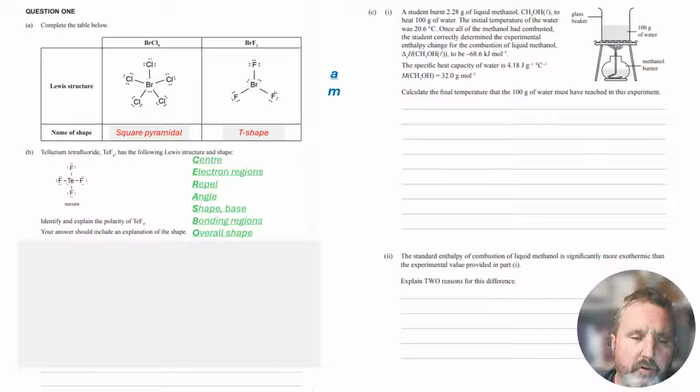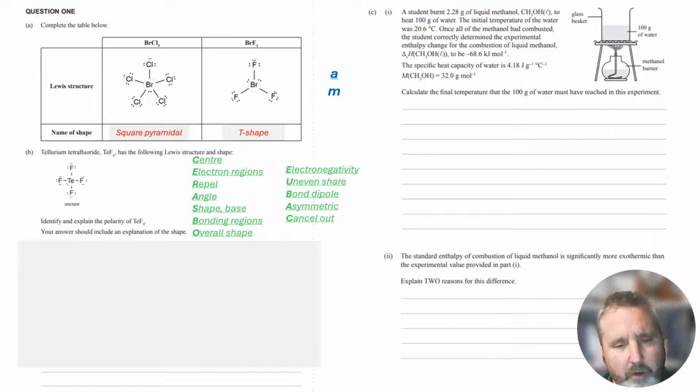If I need to then go on and talk about the polarity, I have another acronym that I use, which is EUBAC. I want to mention the electronegativity, that two atoms unevenly share electrons, that a bond dipole is produced, and then we need to talk about either asymmetric or symmetric, and they cancel out or don't cancel out.